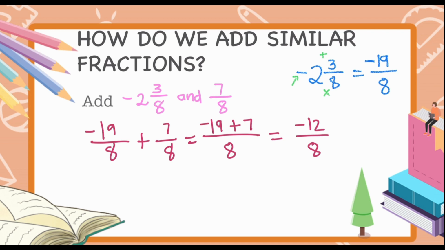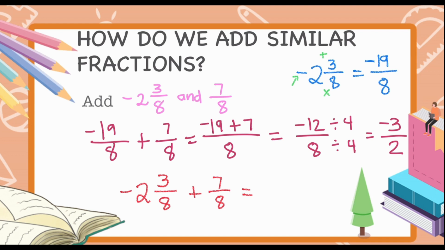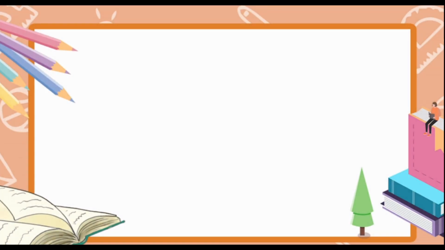We have to get the greatest common factor. And the greatest common factor of 12 and 8 is 4. So, we have to divide both numbers by 4. So, negative 12 divided by 4, and then 8 divided by 4, which will give us the answer of negative 3 over 2. Therefore, negative 2 and 3 over 8 plus 7 over 8 is equal to negative 3 over 2. Now, we are done with adding fractions.